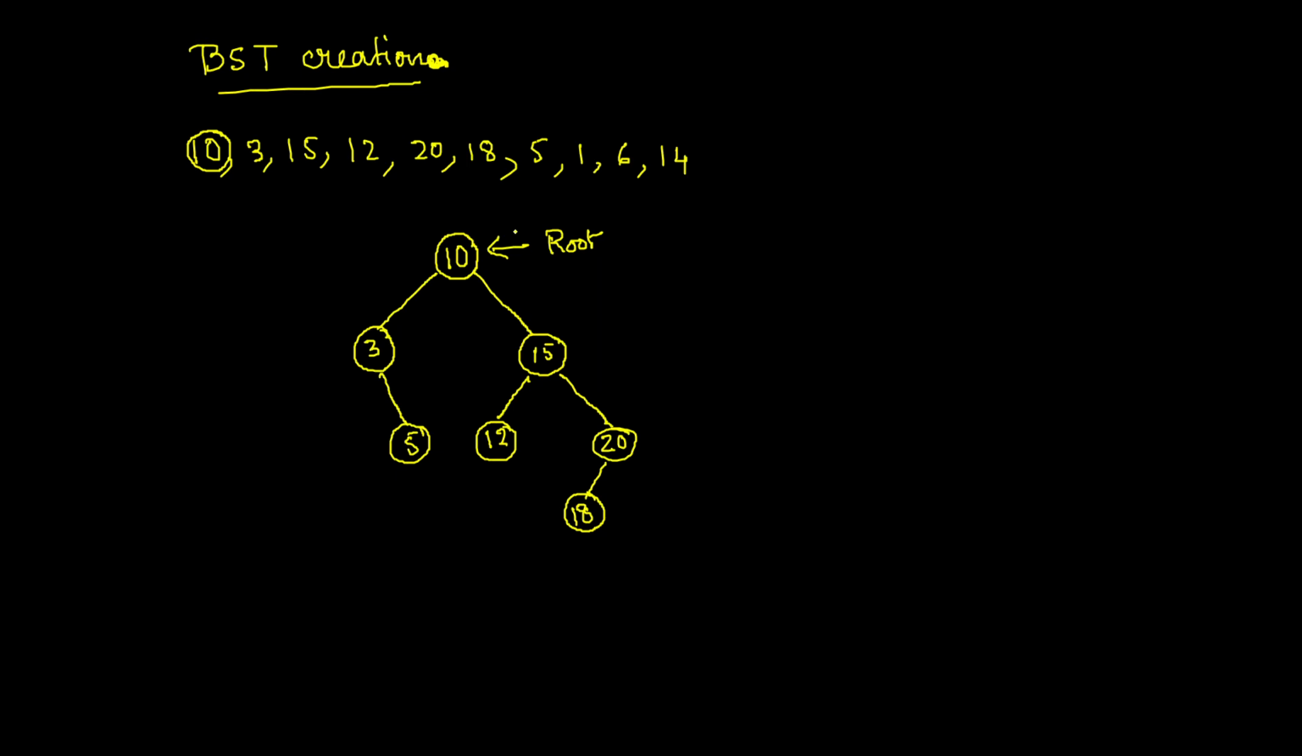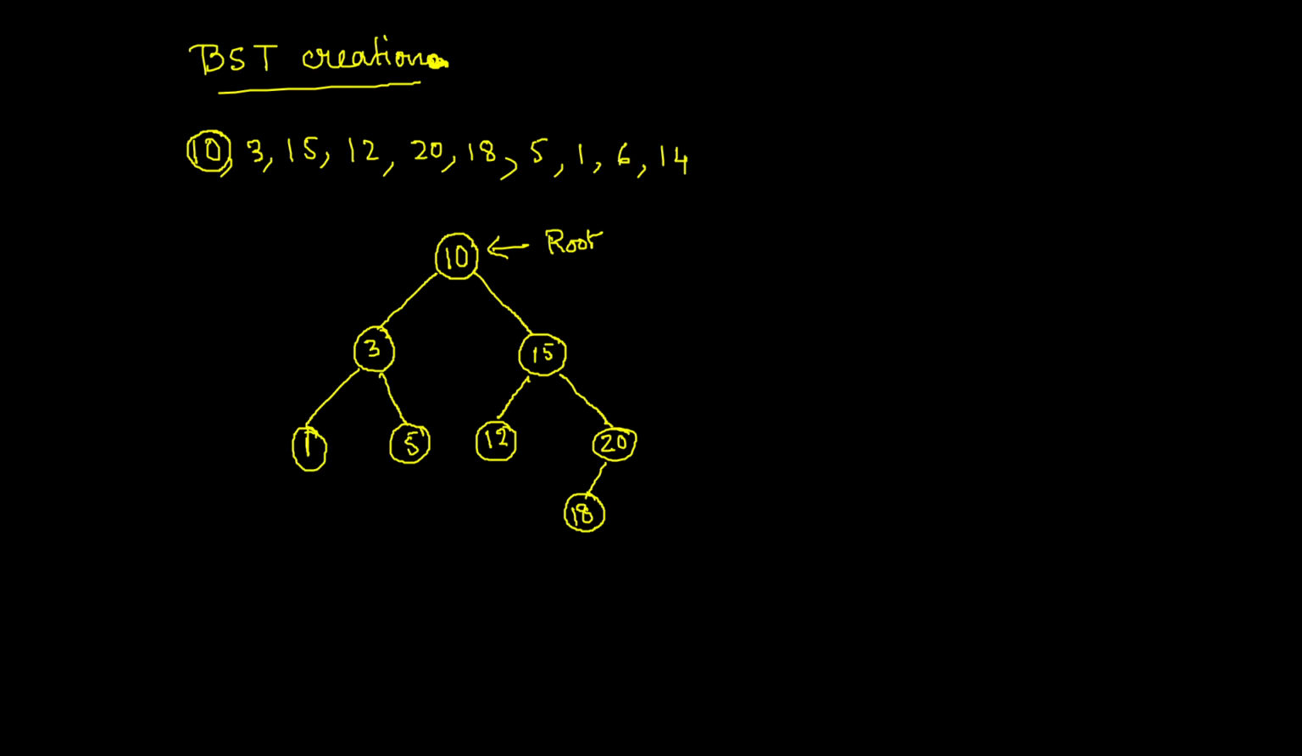And then I will get 1. Similarly, 1 is lesser than 10, and I will come to the left side, I will get 3. 1 with 3 means 1 is lesser than 3. That means on the left side of 3 I should connect, and it's blank. So you can easily connect 1 over here.